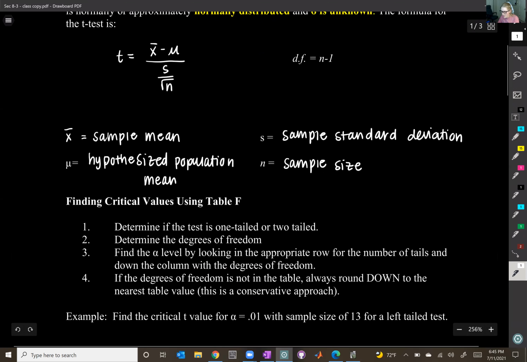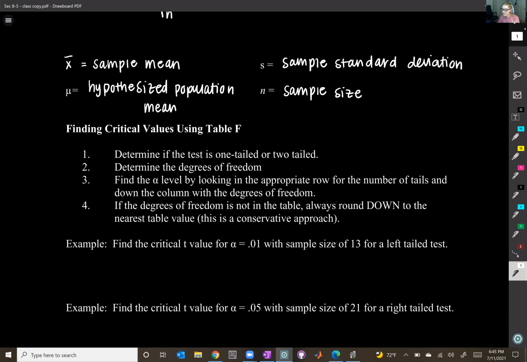Okay. And then we have how to find these critical values using your table. So we did this as well for the z-test, and we're going to do it again for the t-test. But now this is just using a different table because we're using that t-distribution. But it's the same table that we used for the t-distribution in the past, so it's still in that PDF that I gave you that has both the t-distribution and the z-distribution.